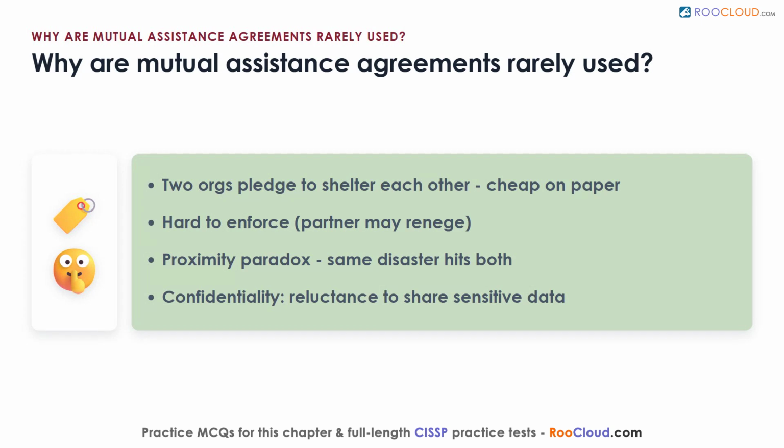Enforcement is hard because a partner who is unharmed may quietly renege when the moment comes. Proximity is a paradox, since partners close enough to be useful may be hit by the very same disaster. And confidentiality worries make firms reluctant to hand their sensitive data to an outside party. These agreements work best between two units of the same company who already share an incentive to cooperate.